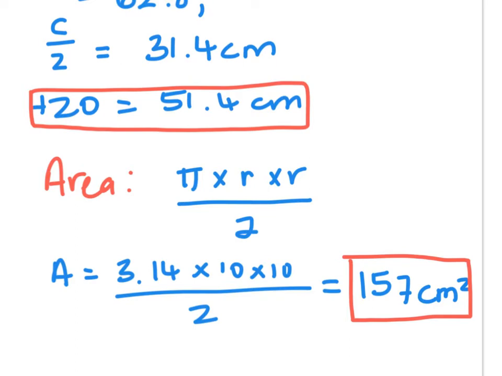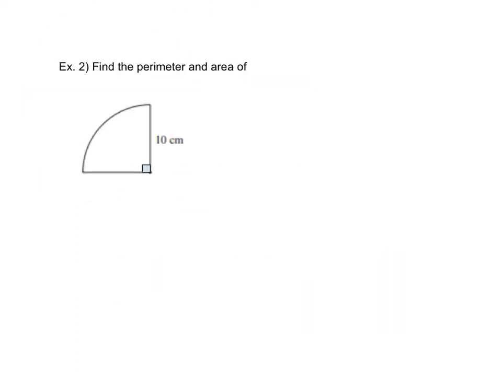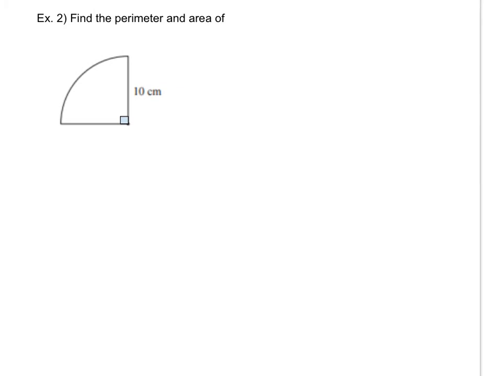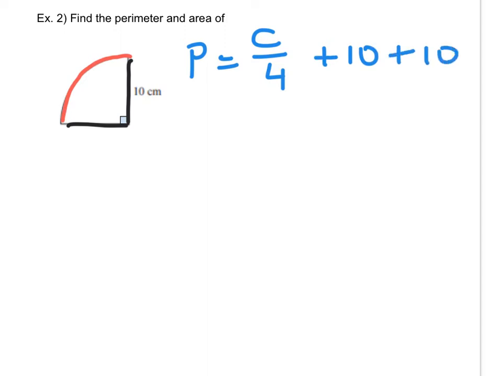So now on to the next one. Let's have a look at this one here. Well, this is similar. This here is a quarter of a circle. So you find the perimeter, the circumference of the circle, divide it by 4. That will give you the red piece. But then we also have to add in this and this. So the perimeter is equal to the circumference over 4 plus 10 plus 10.